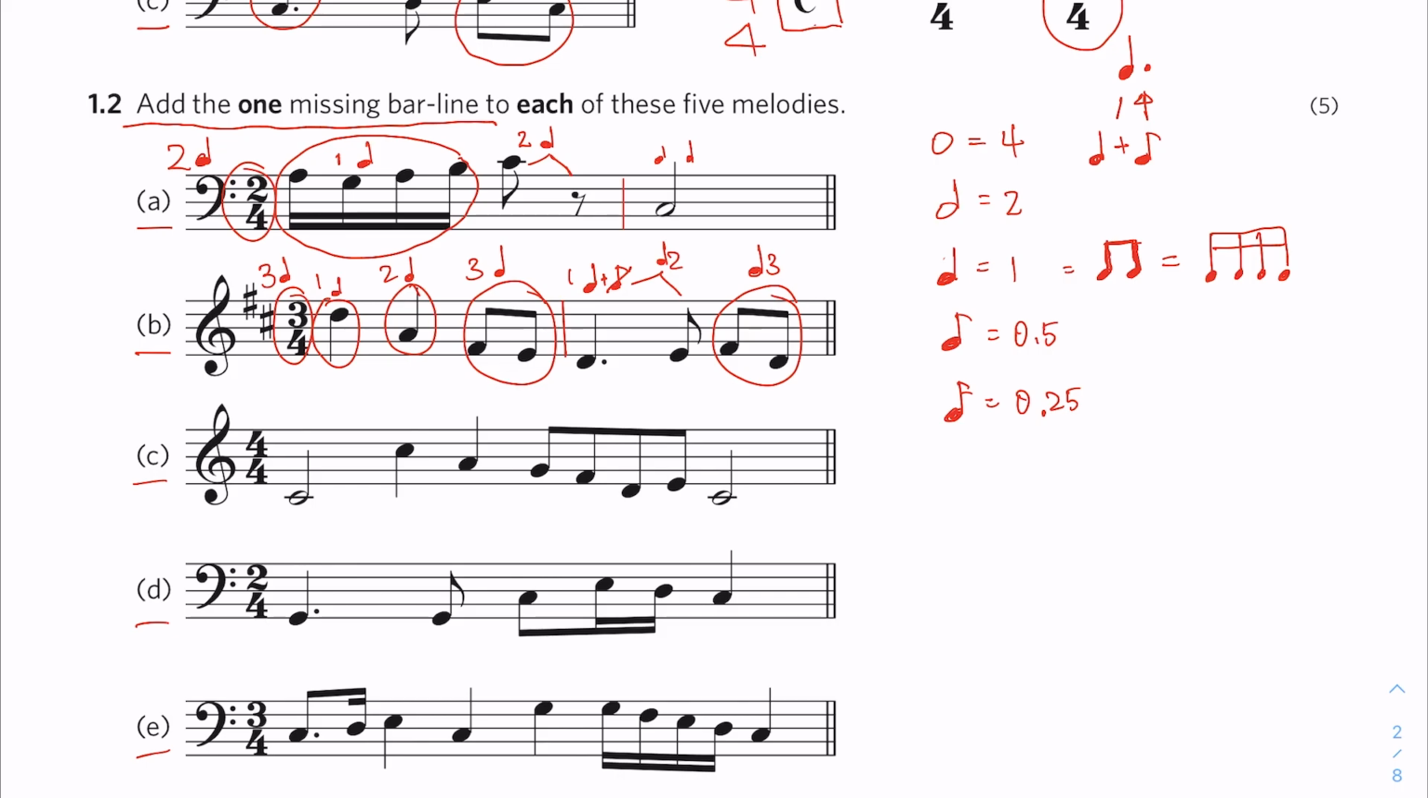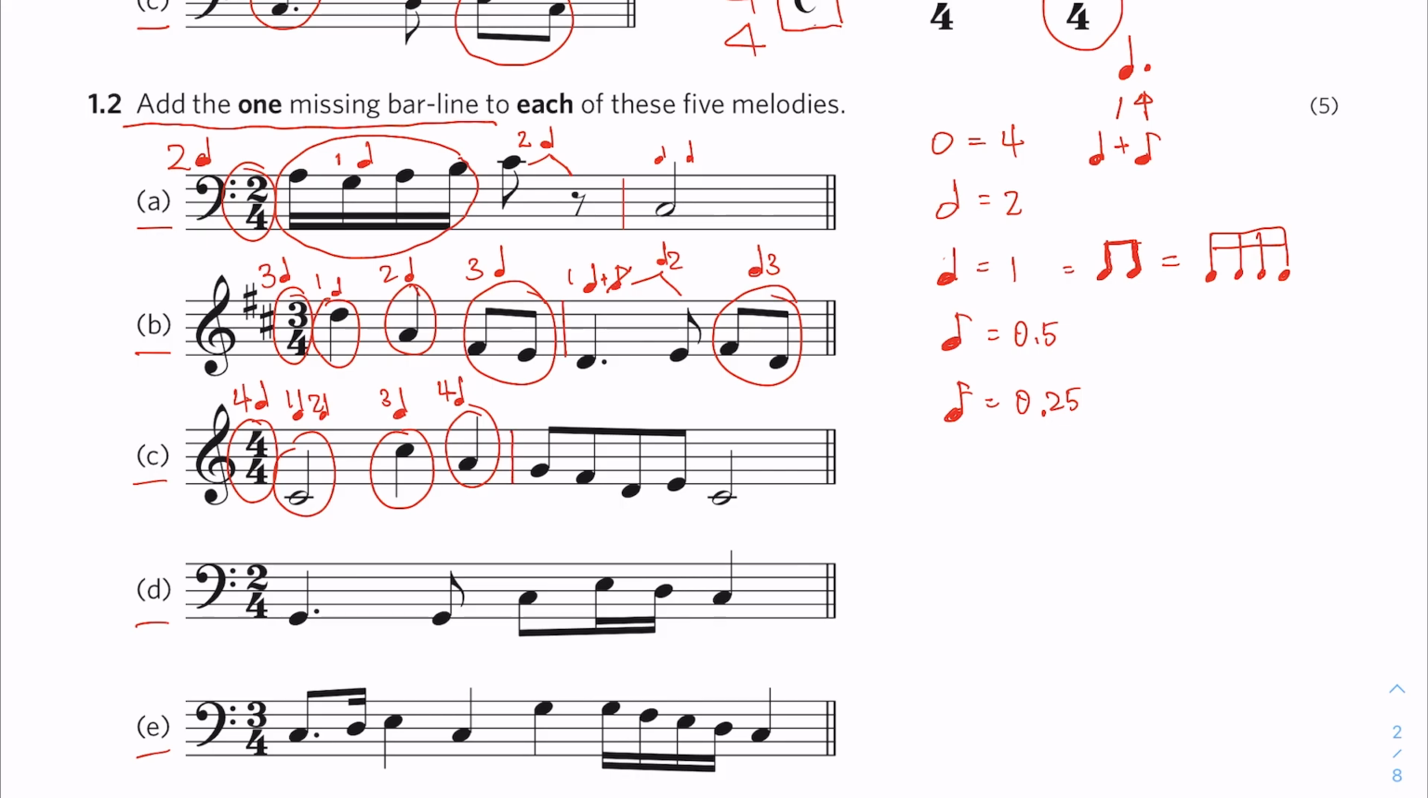Next, I have question C, which is in 4/4 time. So 4 crotchet in each bar. First, we have a minim. So minim is 2 crotchet. Then crotchet, crotchet. 1, 2, 3, 4. That's 4 crotchet already. So we're going to draw a bar line.